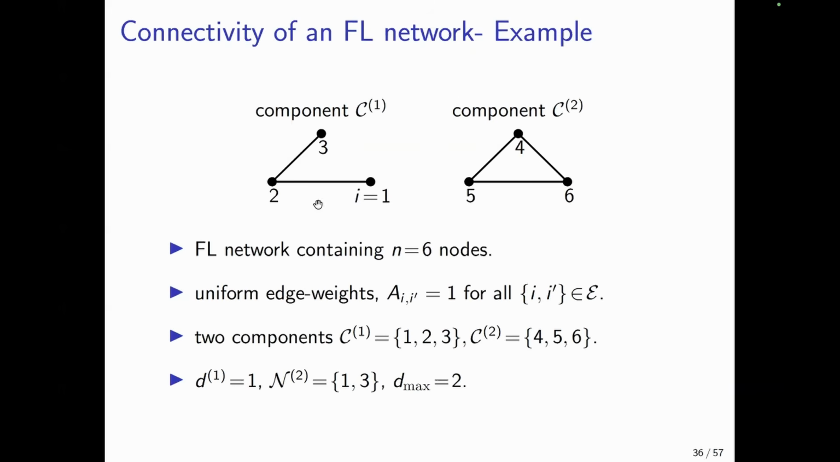Then the node degree or the weighted node degree of node 1 is 1 because it has one neighbor. The weighted node degree of node 2 is 2. It has two neighbors, node 1 and node 3.